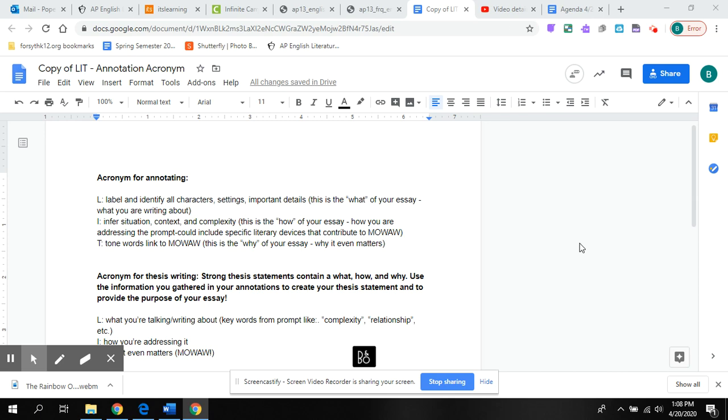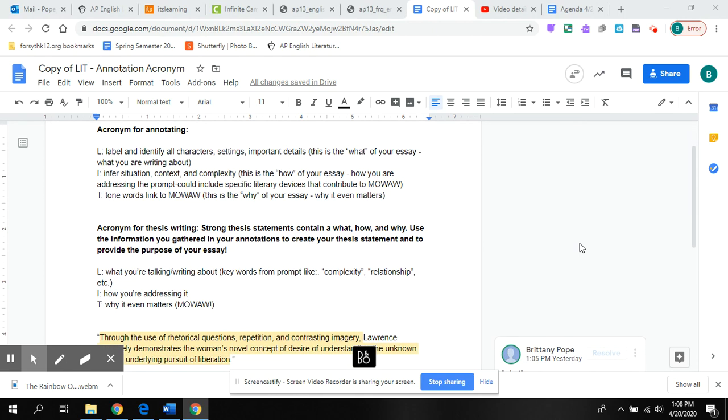Woohoo! This is your cheat sheet for annotating and writing a thesis for the AP Lit exam. Hopefully it works for you. We tried to keep it simple, and your acronym for the Lit exam is in fact LIT, right? So we have applied it for both annotating and for writing a thesis statement.